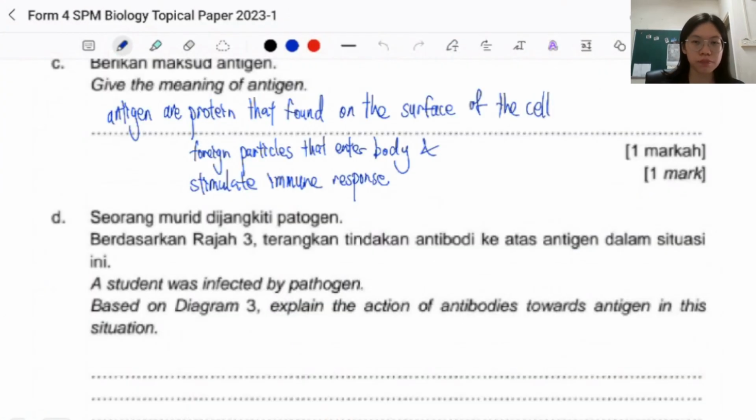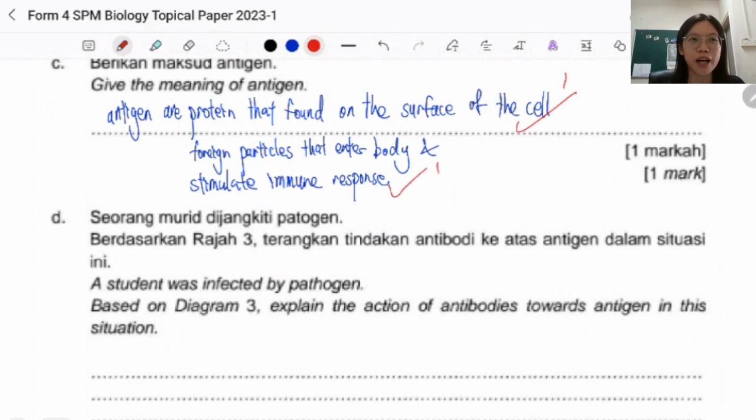So you can just point out this one and you can get 1 mark already, or you just go based on what you learned from the textbook: the foreign particles that enter the body and stimulate the immune response. Yeah, you get 1 mark for that.